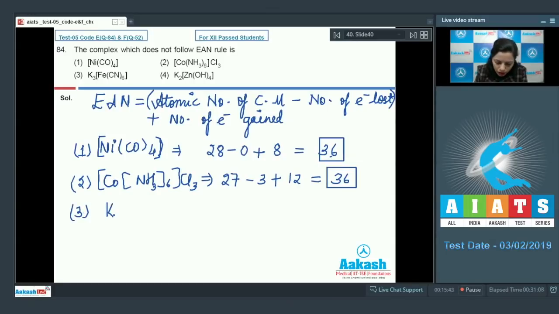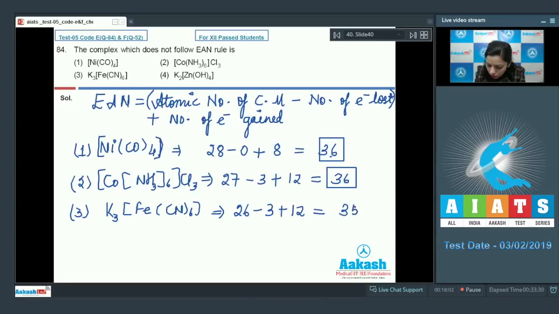Next complex is K3[Fe(CN)6]. In this case, iron is the central metal atom and its atomic number is 26, minus the oxidation number of iron. In this complex, the oxidation number of iron, if you calculate, you will find it is 3. Further, the number of electrons gained: 6 ligands are there, so a total of 12 electrons. Here it is 35, and if it is 35, it means it is not following EAN.